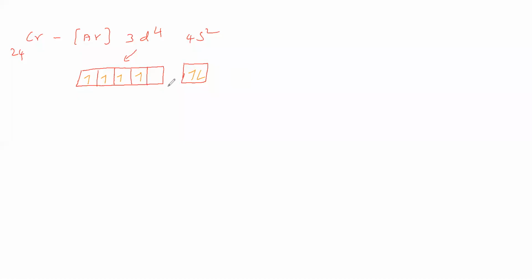Sir, now in this configuration, some correction is there. That's what we are seeing. What is the correction? From 4s, one electron jumps to 3d. Therefore it becomes argon 3d5 4s1.